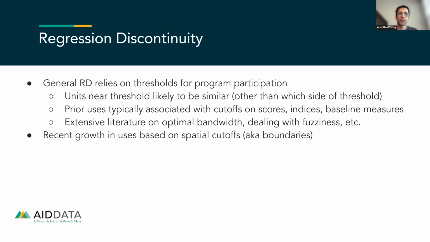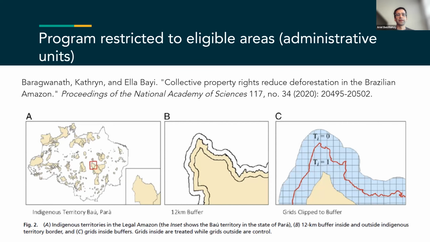I think the more interesting case for us is the recent growth in uses based on spatial cutoffs, boundaries, whether formal boundaries or informal boundaries. A really nice example is this one from Brazil by Baragwanath and Bayi. This is a good example of a case where the program is restricted to eligible areas, like administrative units that are, again, well-defined in space.